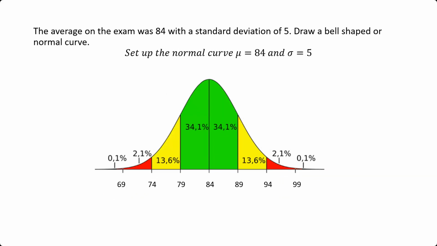So the percents for the curve will be given, but you'll have to put your middle value and add by 5 going one way and subtract by 5 going the other. Mean goes in the middle and you count by the standard deviation.